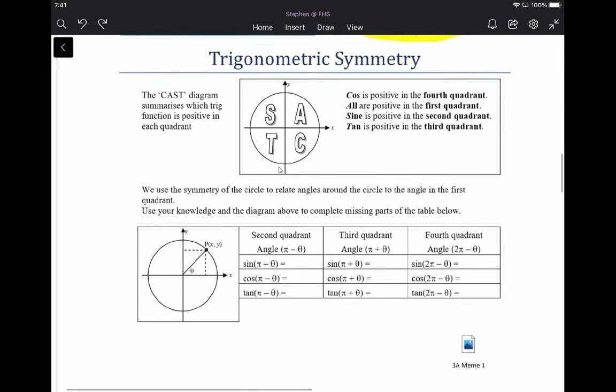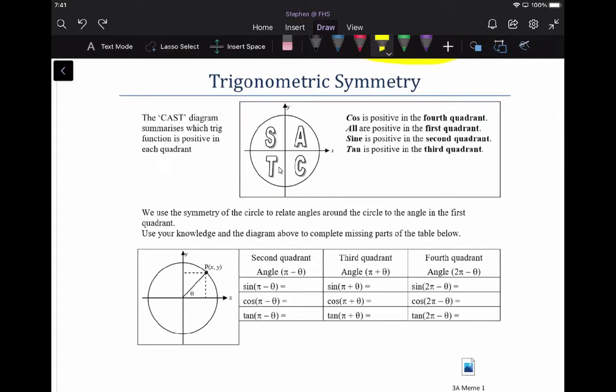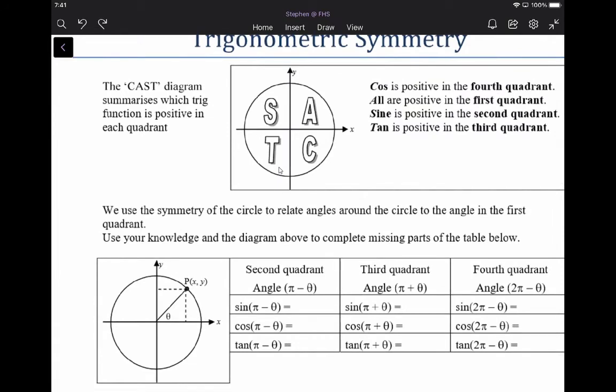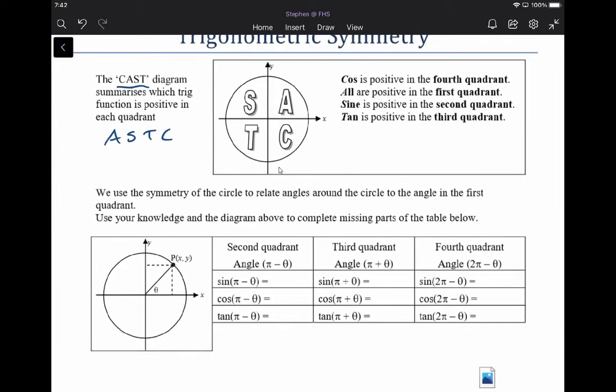The next bit of business really is this thing called symmetry, which I've already talked about just before. However, I think it's a good idea to just recap some of the rules. We have something called the CAST diagram. We call it either the CAST diagram, or sometimes the ASTC diagram. I sometimes prefer saying ASTC, because ASTC could stand for All Students Take Calculus, or All Stations To Caulfield, All Stations To City, etc. Whatever works well for you, you can use that.